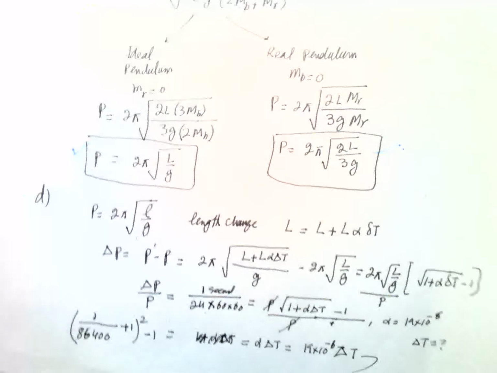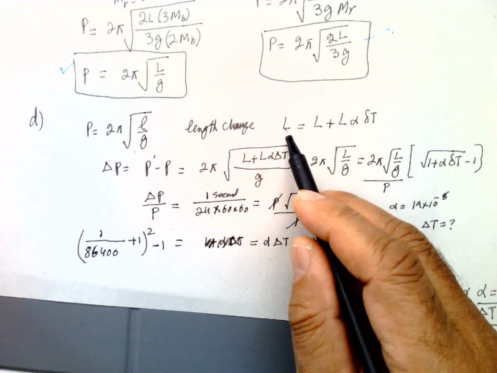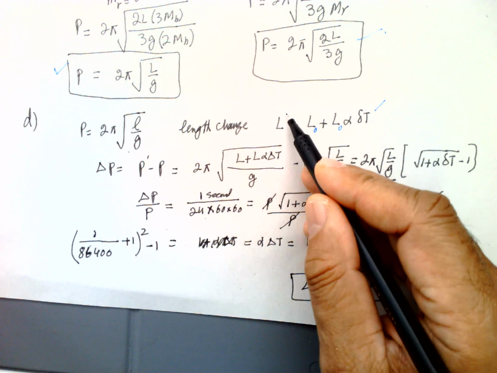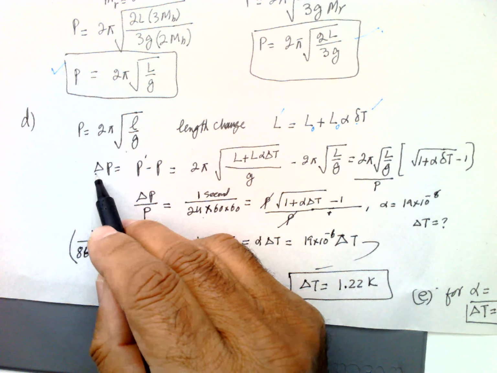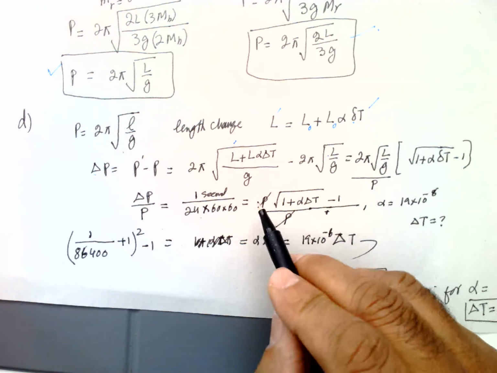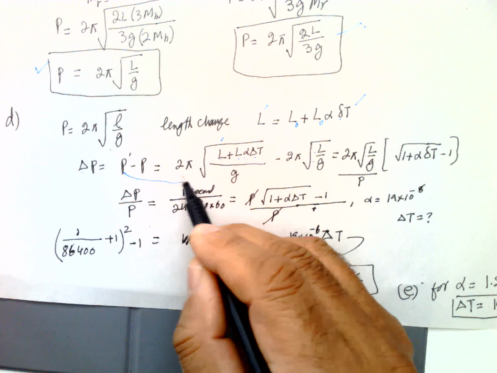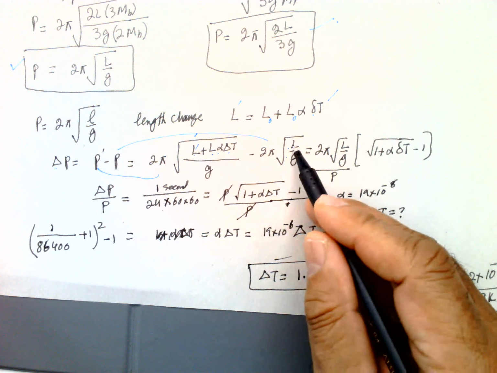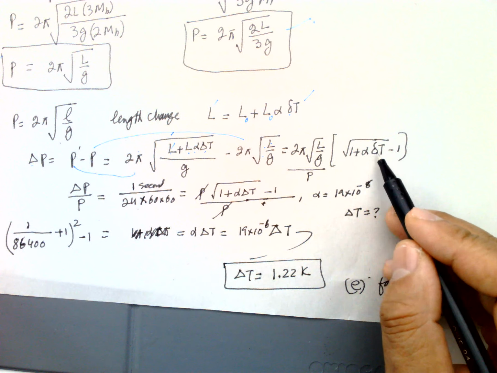Now for the other part, the simple pendulum clock has T equal to 2 pi times the square root of L over g. L expands if the temperature changes. So L dash is equal to L naught times (1 plus alpha delta T). So this is T dash and this is T. 2 pi root L over g is common, so if you take this common, L is common. This will be the square root of 1 plus alpha delta T, minus 1.